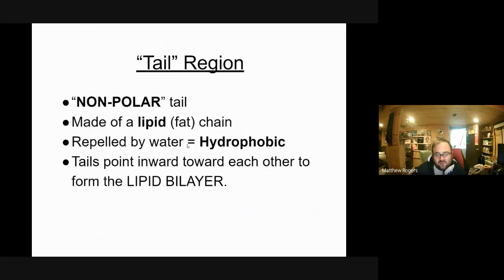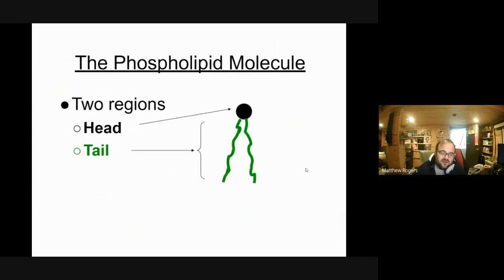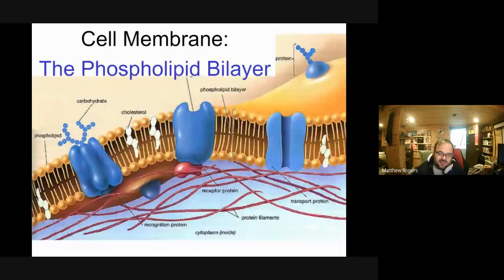So it's repelled by water. So anything that's nonpolar is repelled by water. We call that hydrophobic, or scared of water. Phobic meaning scared, hydro meaning water. And so the tails point inward towards each other to form the lipid bilayer. So if we look back here, the tail from this guy is pointing at the tail from this guy. So this is the phospholipid bilayer. Two phospholipids, the polar facing out, the tails in the middle.